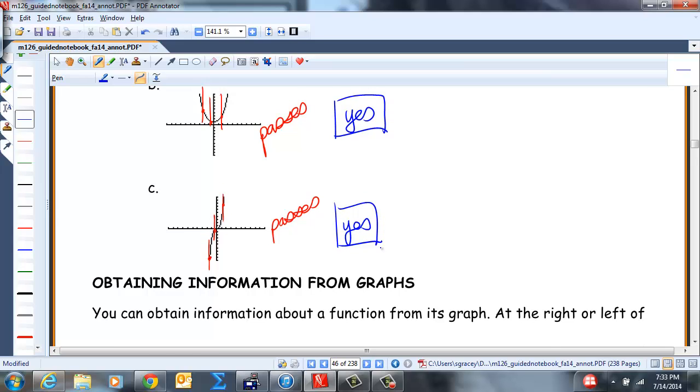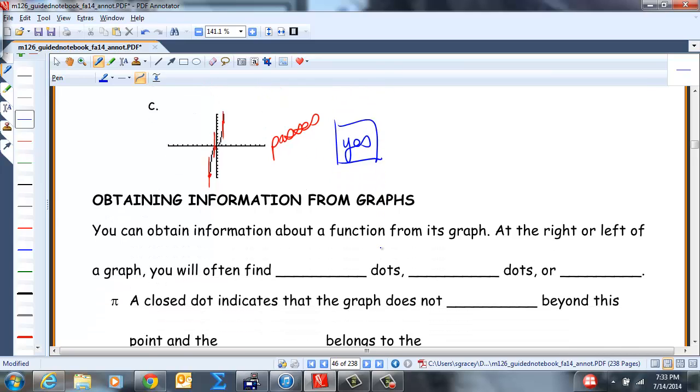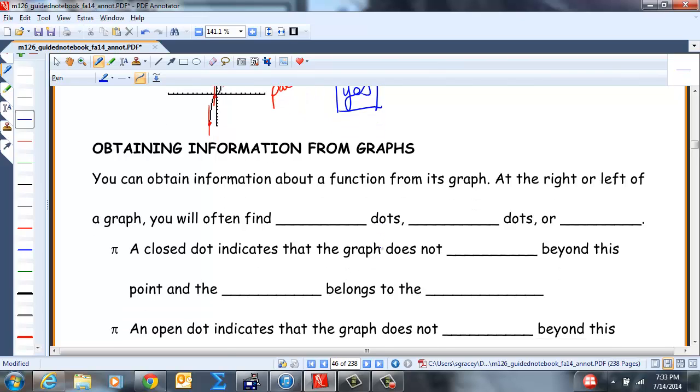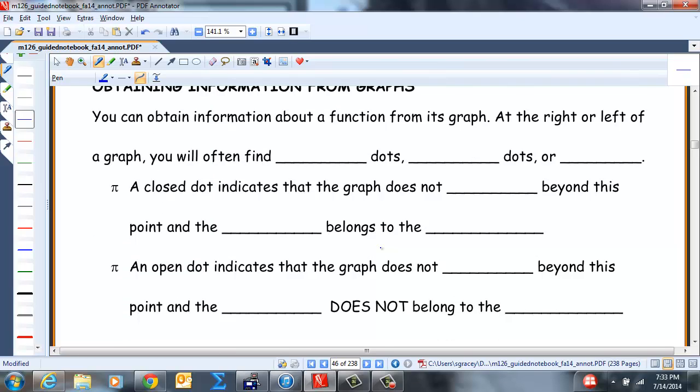Okay. So now we're going to look at obtaining information from graphs. So you can obtain information about a function from its graph. At the right or left of a graph, you will often find closed dots, open dots, or arrows. A closed dot indicates that the graph does not extend beyond this point, and the point belongs to the graph, so it's part of the graph.